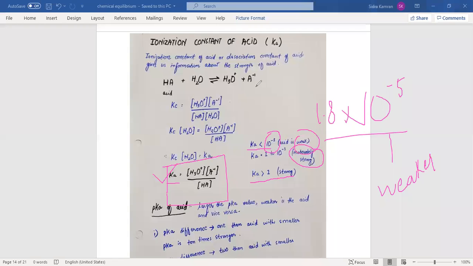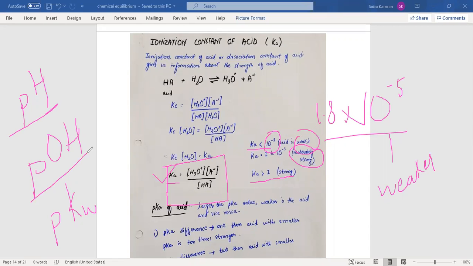What is pKa of acid? As we have discussed about the pH, pOH and pKw, these are the negative log of H positive concentration, the negative log of OH negative concentration, and the negative log of Kw, the ionic product of water. In the same way, pKa is the negative log of Ka.